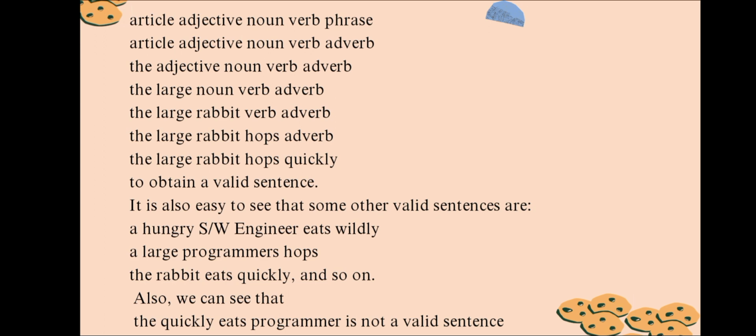It is also easy to see that some other valid sentences are: a hungry software engineer eats wildly, a large programmer hops, the rabbit eats quickly, and so on. Also we can see that "quickly eats programmer" is not a valid sentence.